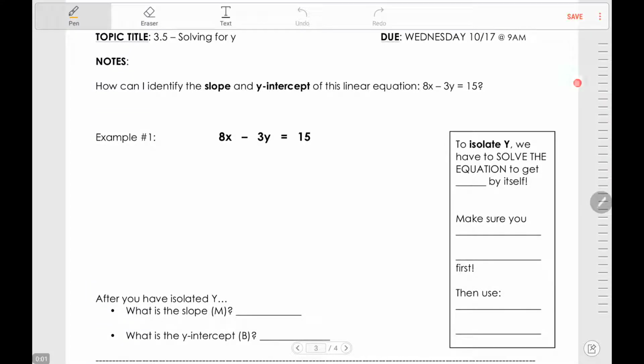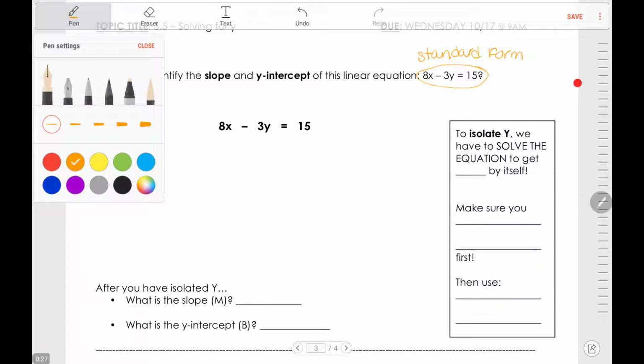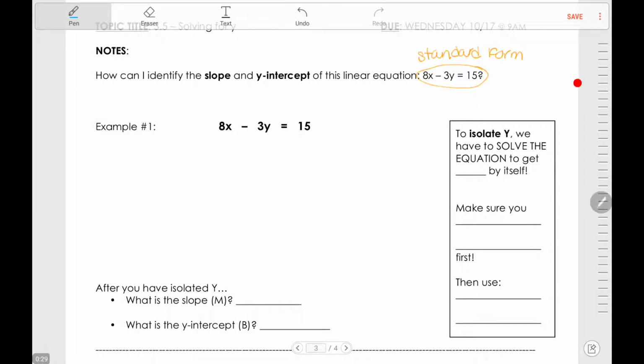Alright guys, so this video is on solving for y, and we want to use this to help us identify slope and intercept. So when you look at this equation, you'll notice that it's not in slope-intercept form, it's actually called standard form. And when it's in standard form, I can't identify the slope and intercept like we could when we looked at the other equations. So we need to rearrange this so that we can put it in y-intercept form, or slope-intercept form, sorry.